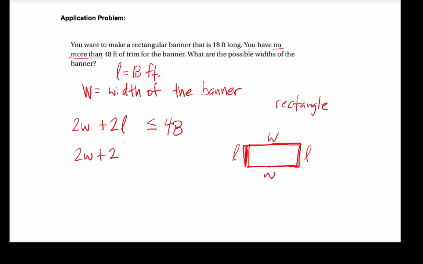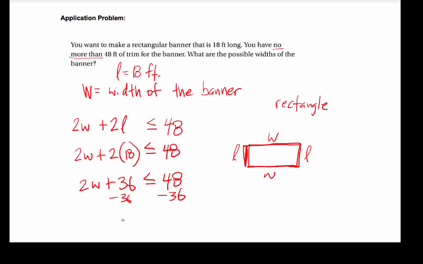2W plus 2 times 18 has to be less than or equal to 48. So 2W plus 36 has to be less than or equal to 48. Subtract 36 from both sides because we're trying to solve for W. We get 2W is less than or equal to 12. We divide by 2 to isolate W. We get W is less than or equal to 6.